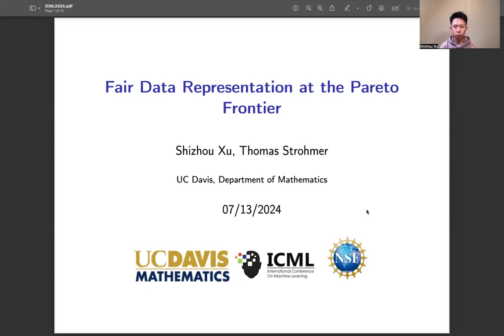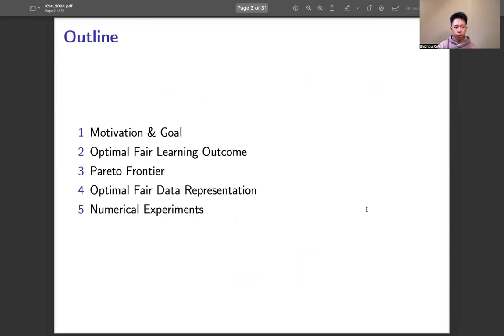Welcome to my ICML 2024 presentation on fair data representation at the Pareto frontier. This is a joint work with my advisor, Thomas Strummer. Today, I'll cover the motivation behind our work and then three theoretical results, which lead to our algorithm design and finally the numerical experiments.